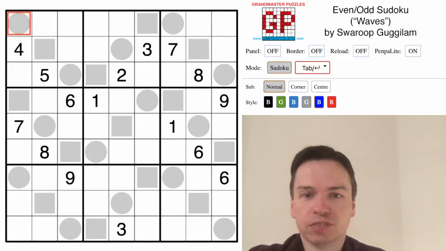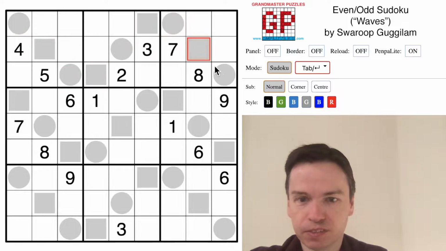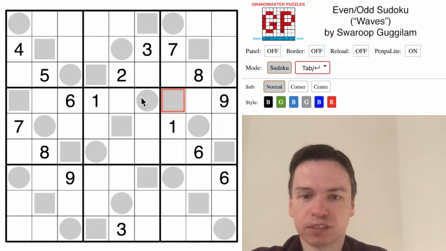We're here to solve this even odd Sudoku by Swaroop called waves. You can see that there's a nice pattern of alternating even odd along the wave shapes, these three gray stripes. One of the digit patterns is 1 through 9, which is nice. The other digits are actually less than fully symmetric, but they set up some interesting spots in the solve.